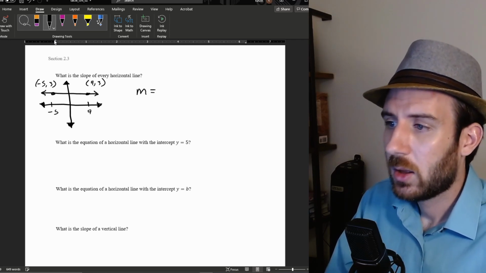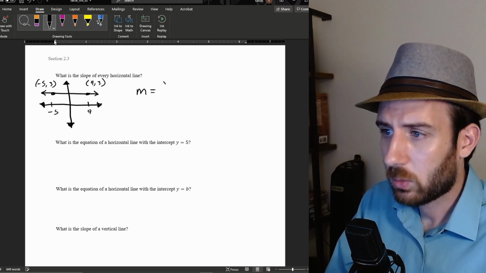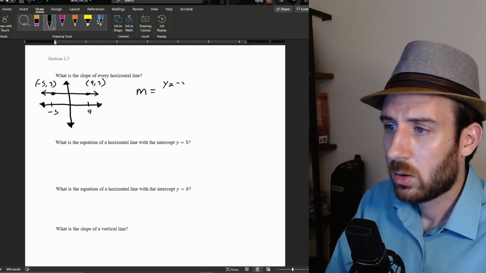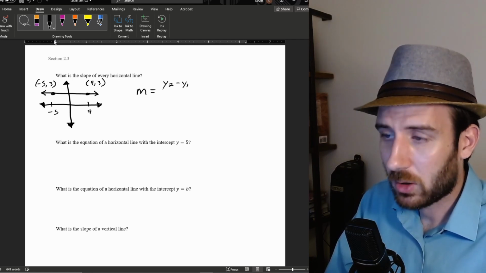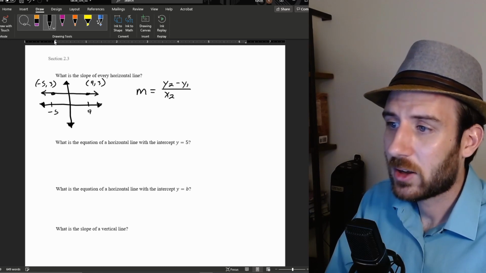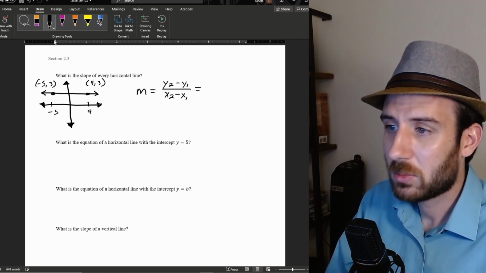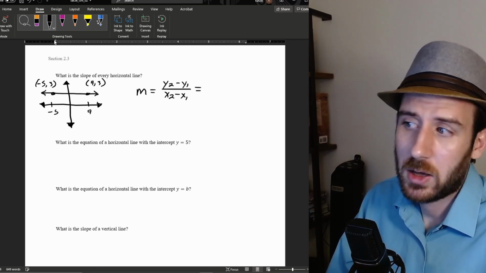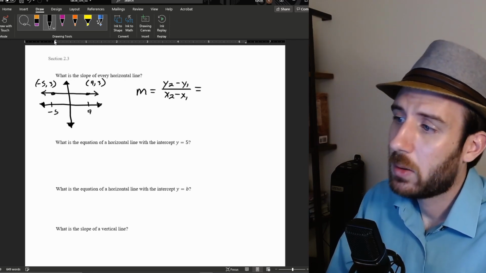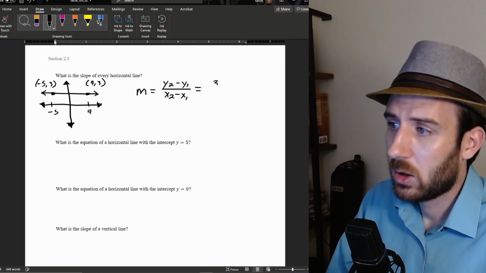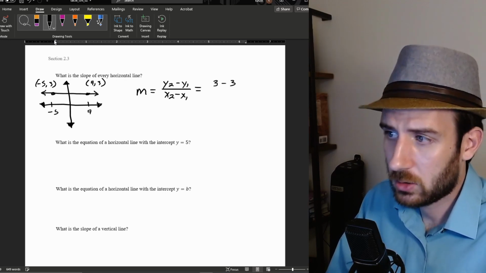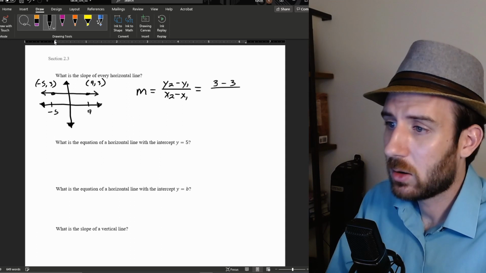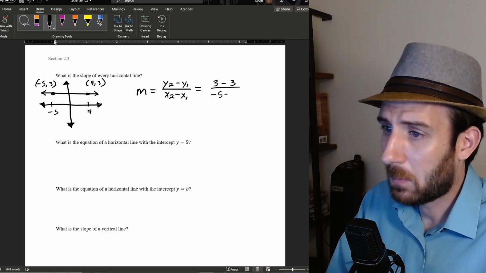Slope is m. M is equal to y2 minus y1, or you could think of it as y minus y1, it doesn't really matter, over x2 minus x1. Really what it just means is a future point minus an original point. Pick your point. Maybe we'll choose the left one as the future. That'll be 3 minus 3, and then on the bottom, our future point would be -5 minus 4.